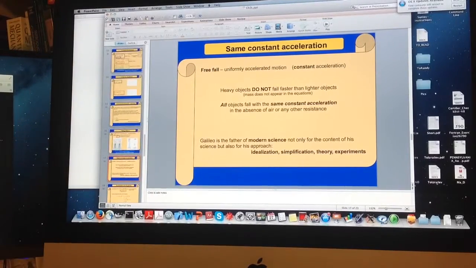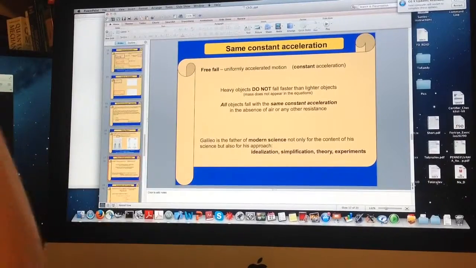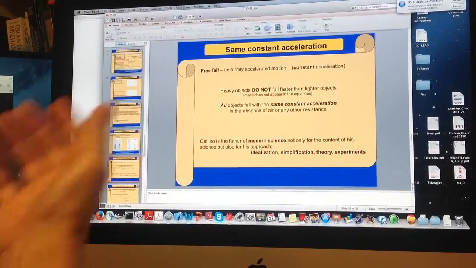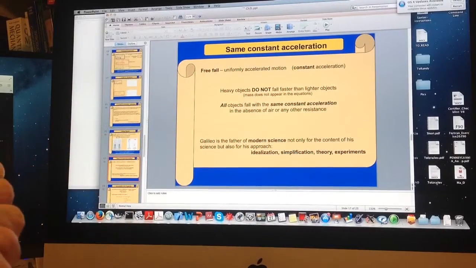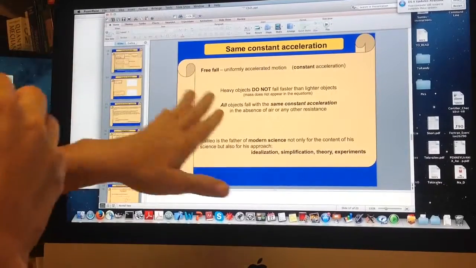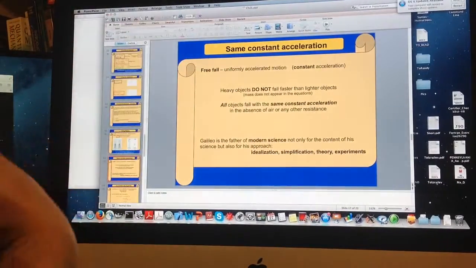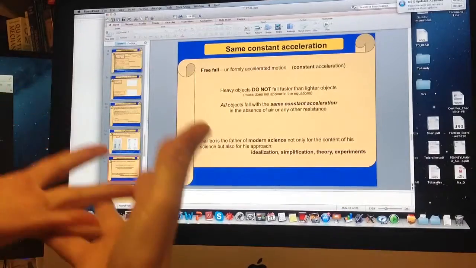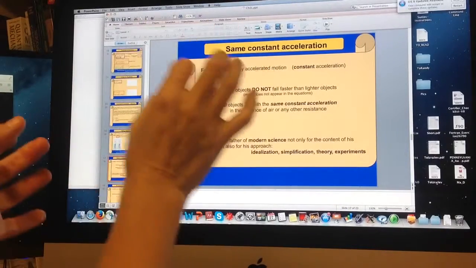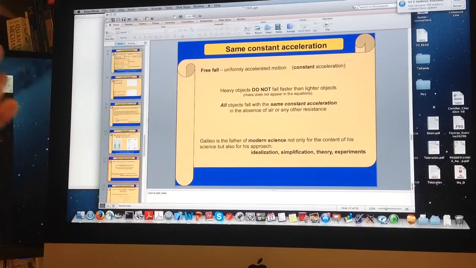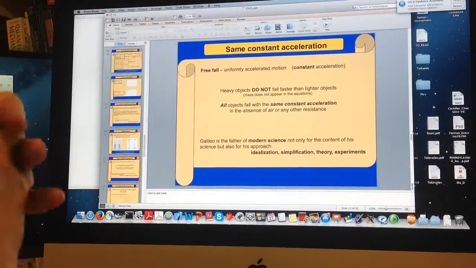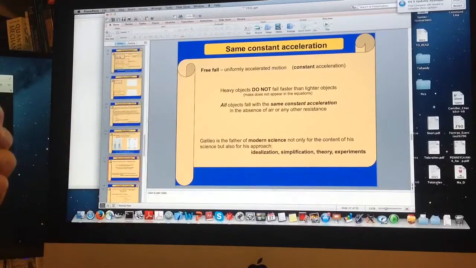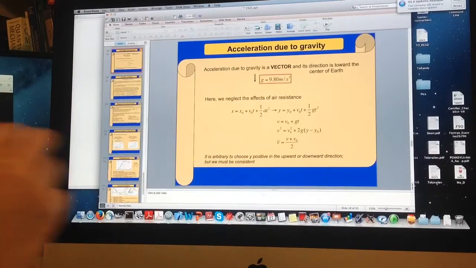And so this is Galileo, who is the father of modern science, and he was able to do this idealization, this simplification, to try to tell us what we would expect. So in the absence of air, in the absence of any resistance, all the objects will fall with the same constant acceleration, and they will all get to the floor at the same time if we release them from exactly the same height.